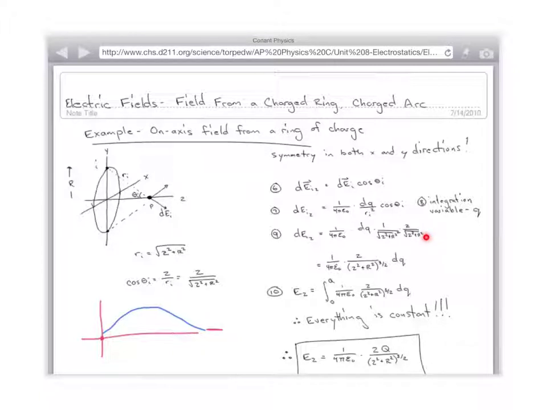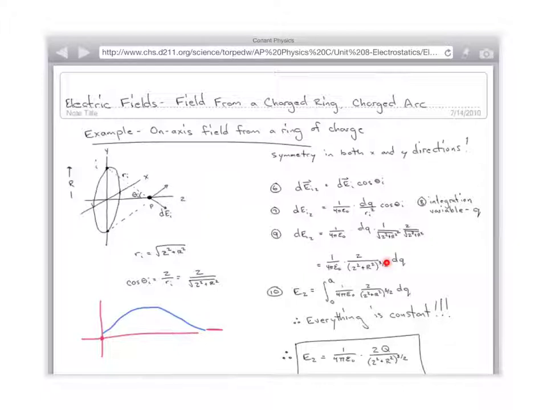Now, also from yesterday, we know ri is from the Pythagorean theorem. Ri is the radius squared plus z squared, and square root that. So my electric field is k dq times 1 over r squared times cosine theta. Simplify all that. So k dq z over z squared plus r squared to the 3/2. And that looks really, really awful.